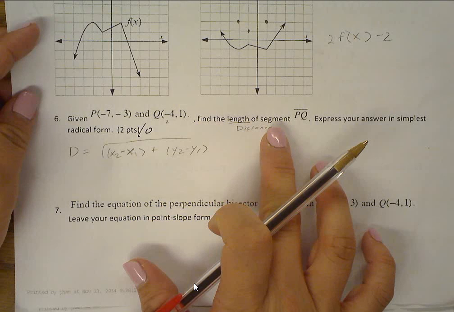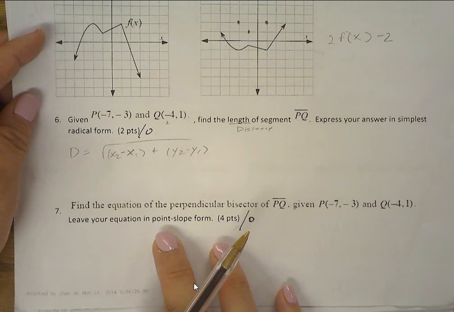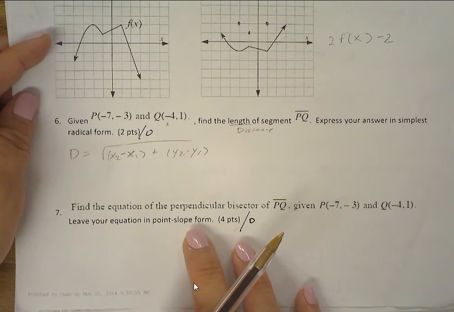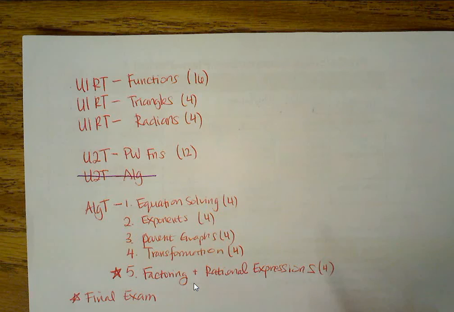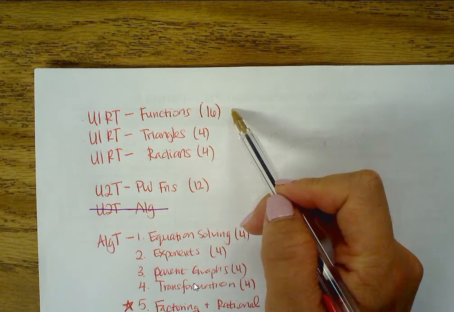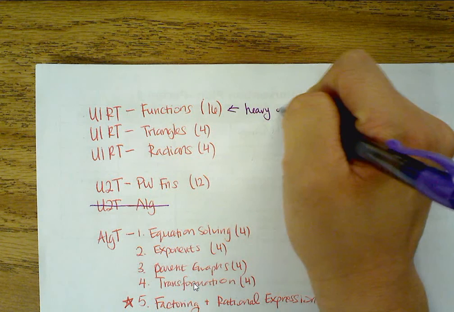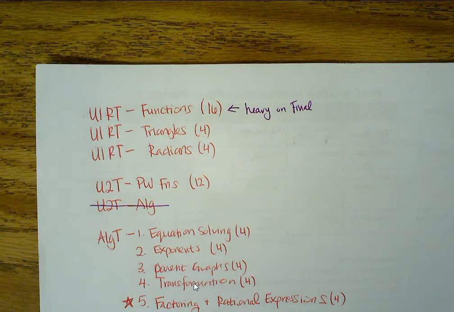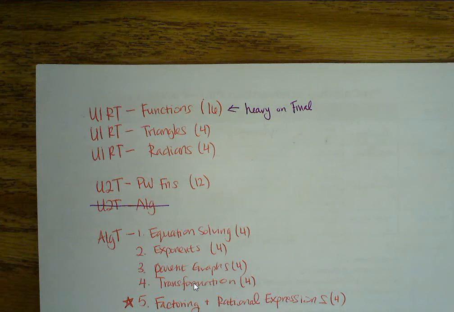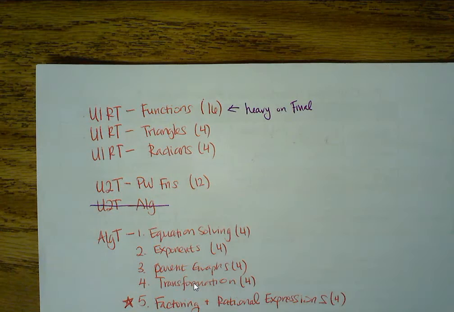That's functions. This one, there's no more retakes. But this is heavy on the final. So you still need to make sure you know that stuff if you didn't do well. When I say triangles, what do I mean? It's what we did today: law of sines, law of cosines.